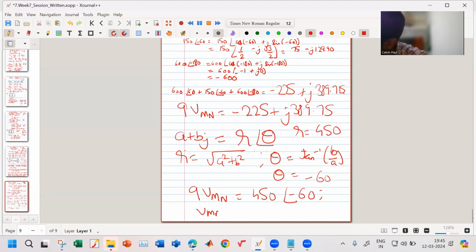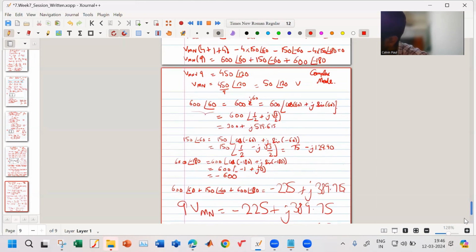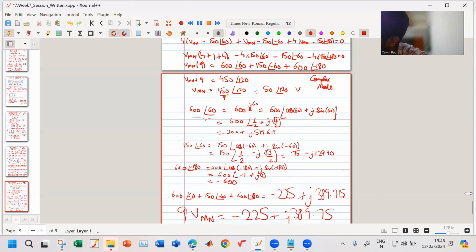So your VMN is how much? 450 at an angle of minus 60, sir. Okay, but what was the answer you got? You got 450 at an angle of 120. So where is the error?